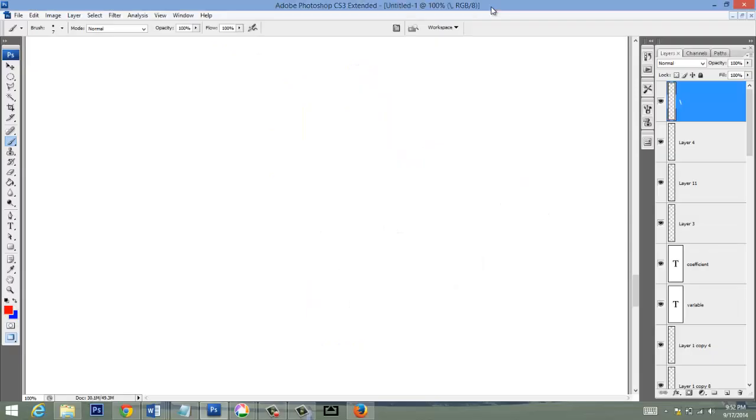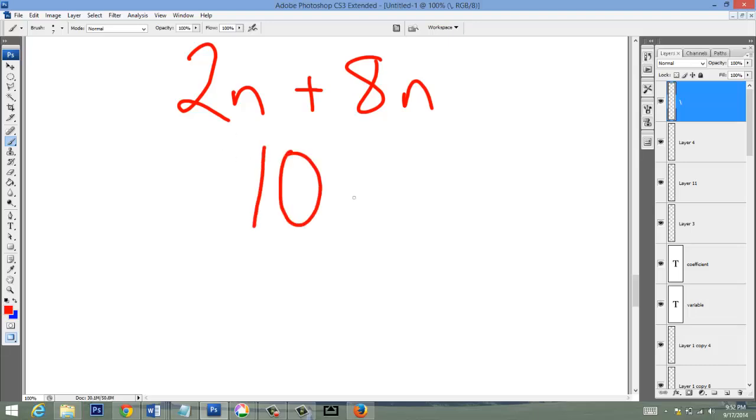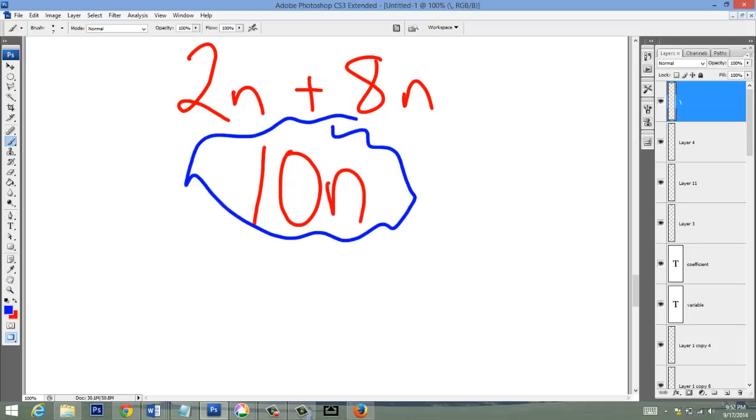So let's combine like terms with a few more traditional expressions. If we have, for example, 2n plus 8n, we're looking at the coefficients, 2 and 8, and then I can see that it's 10, obviously. The n's are the same, it's the same variable, so we're done. This is our answer.